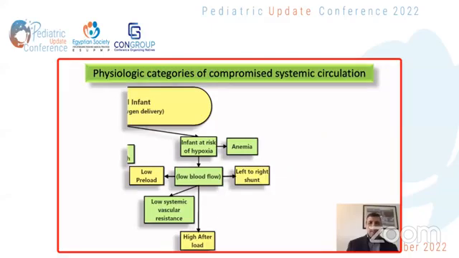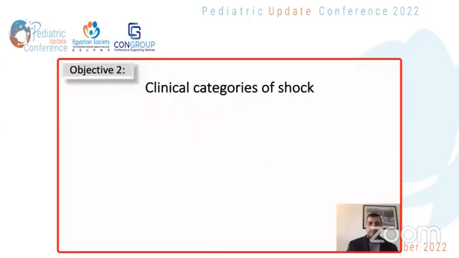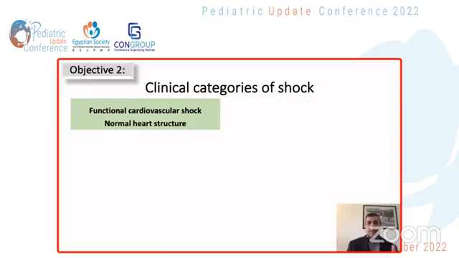Now we'll start with the systemic circulation, and systemic circulation problems can again be any issue related to low preload, low systemic vascular resistance, high afterload, or left-right shunt. Now let us focus on the most important presentation, or the most critical one, which is shock. And we have etiological categories of shock to make it easy to understand. Either functional cardiovascular shock. In this category, we have normal heart structure. We don't have any issue with the heart structure. It is just a functional issue.